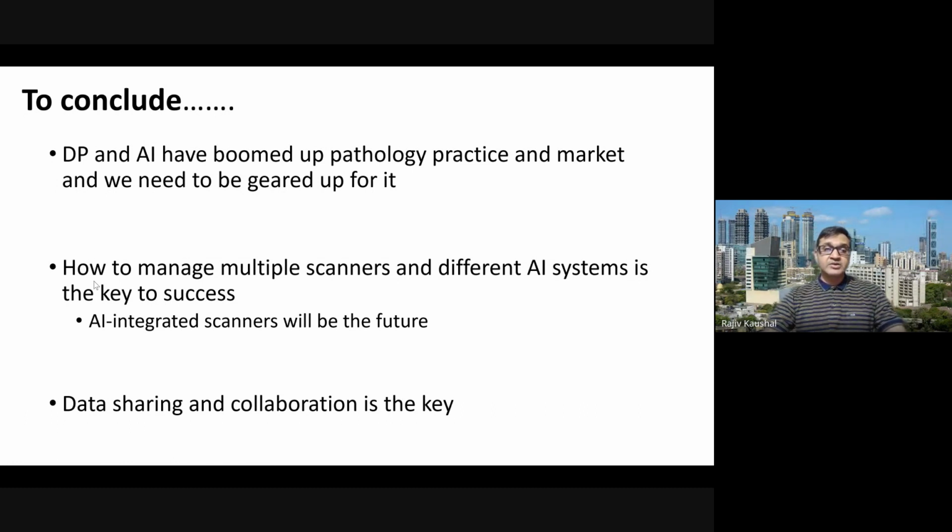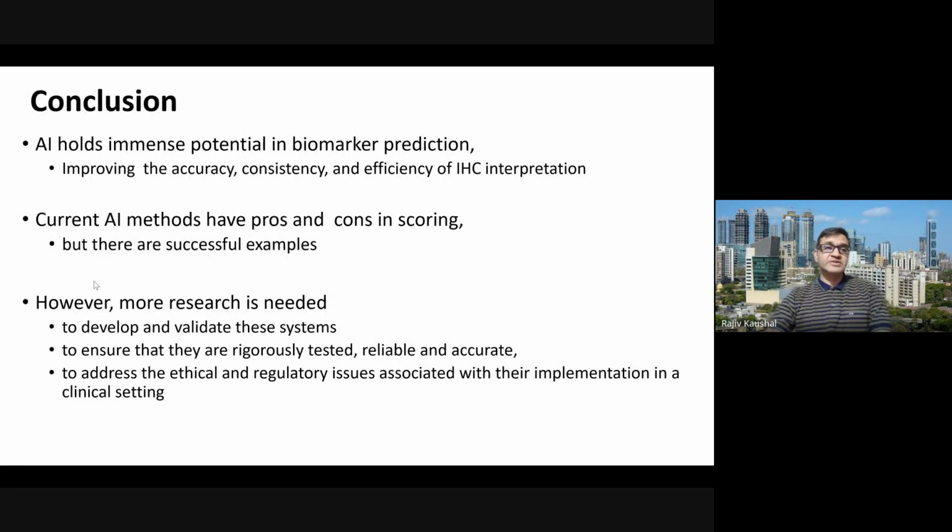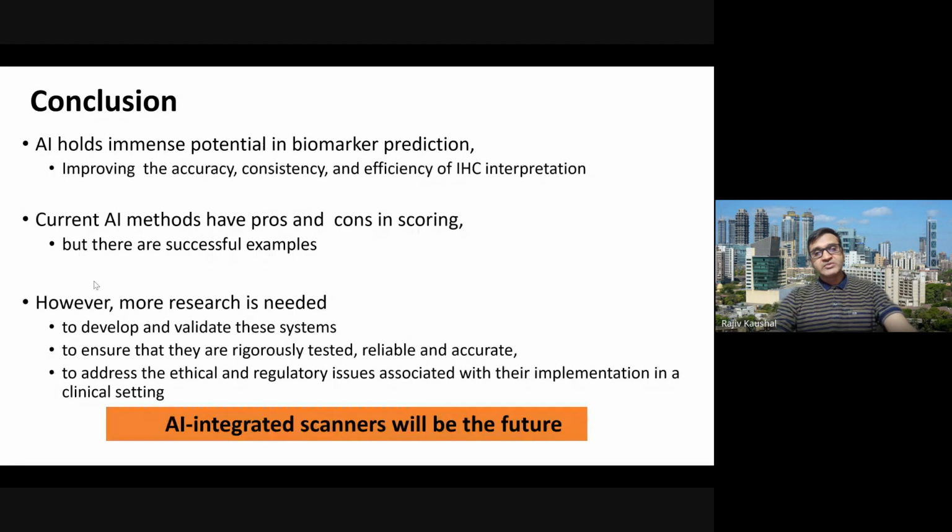You can plan to work closely with them and understand this whole process. And especially in precision medicine, AI holds an immense role in biomarker prediction, because it improves accuracy, consistency, and efficacy. Current AI methods have their own pros and cons, but with time there is a definite improvement going on, and these models are improving day by day, and hopefully they will come into practice very soon.